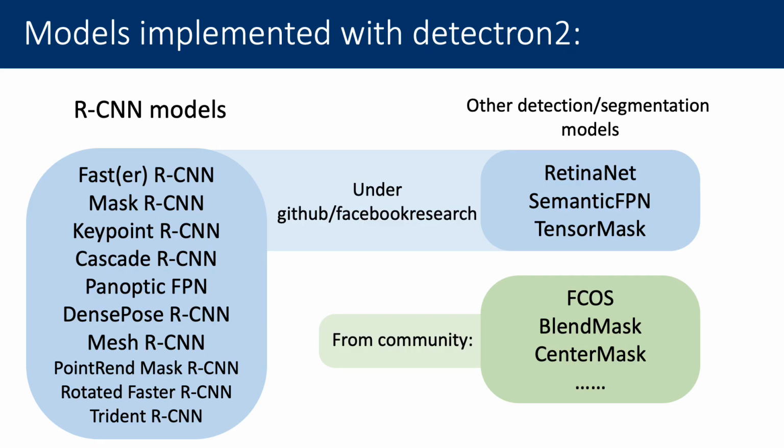Let's first take a look at the models. Here in blue boxes, we list the models that are implemented with Detectron2 by Facebook. Many of them are from the R-CNN family of models, and some others as well. We're also very happy to see more detection models implemented by the community using Detectron2. For example, some models we listed here in the green boxes come from a great project developed by the University of Adelaide. In Facebook, we currently put a lot of focus on the R-CNN style models because they are quite versatile and can easily adapt to different tasks.